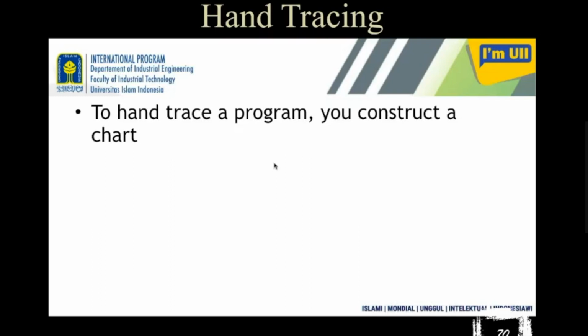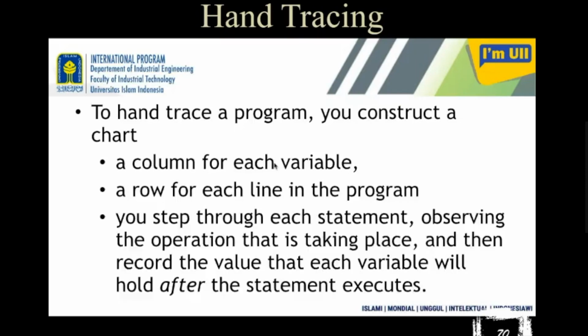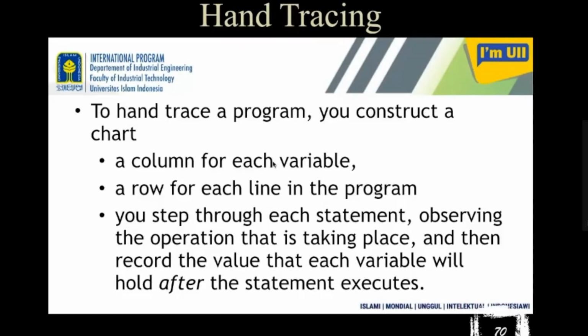To hand trace a program, you construct a chart with a column for each variable and a row for each line. You step through each statement, observing the operation that is taking place, and then record the value that each variable will hold after the statement executes. That means it is like a table where each column will be a variable in that particular table.